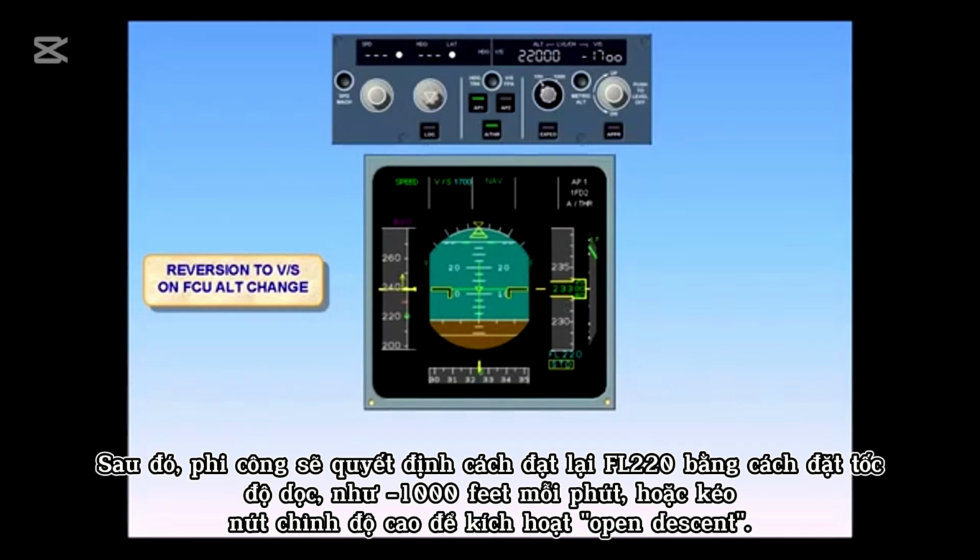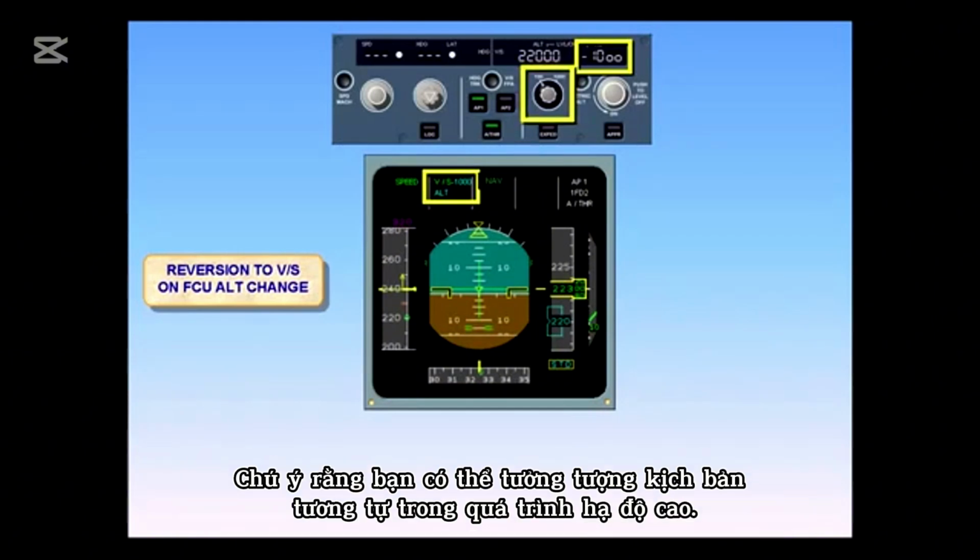It is then up to the pilot to decide how to regain flight level 220 by dialing in a vertical speed, such as 1,000 feet per minute down, or by pulling the ALT selector to engage open descent. Note, you can imagine the same scenario in descent.